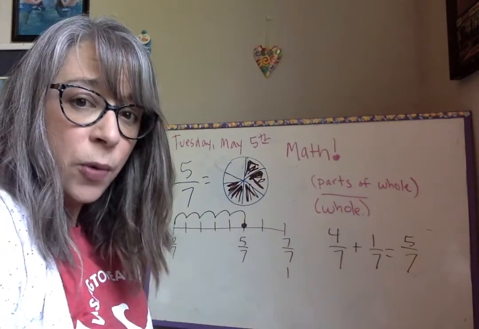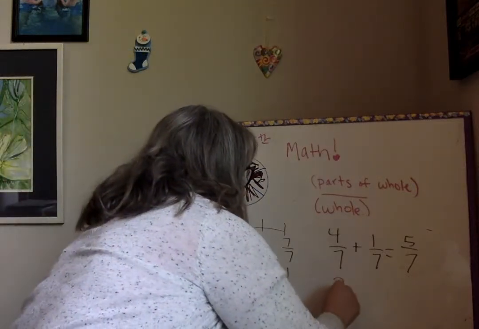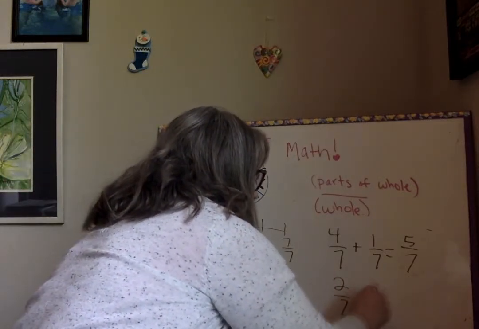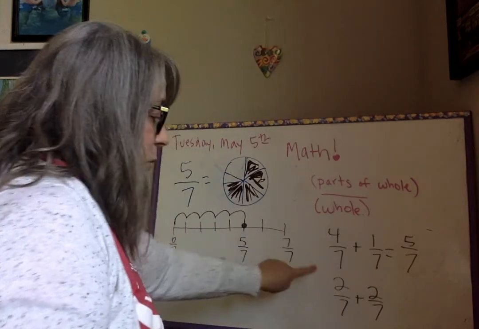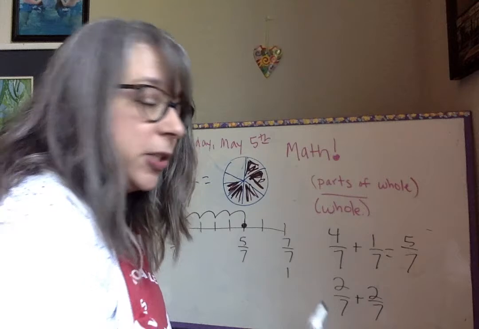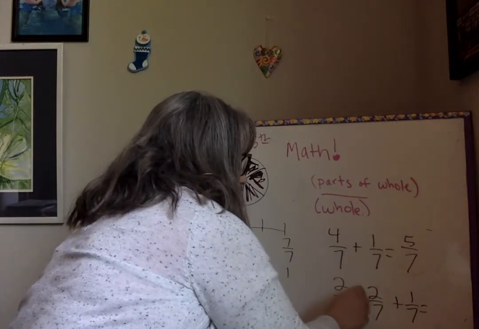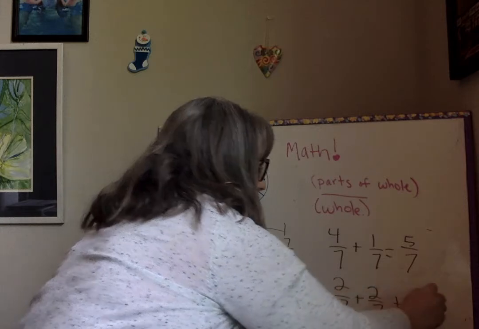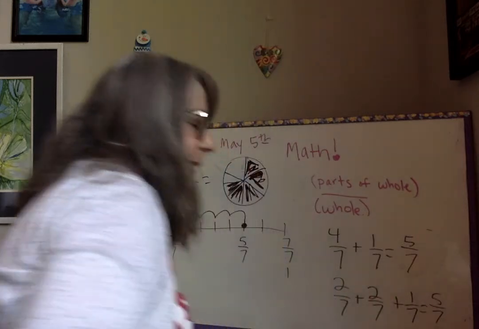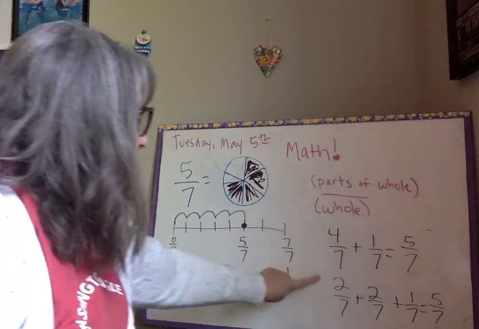There you go. Let's do one more way of decomposing our 5 sevenths. So we can say 2 sevenths plus 2 sevenths. Or now we're at 1, 2, 3, 4. How many more sevenths do we need? Yep, we need 1 more seventh. So 1, 2, 3, 4, 5. So we have 5 sevenths. Okay, so that's called decomposing. That's another way of representing 5 sevenths.